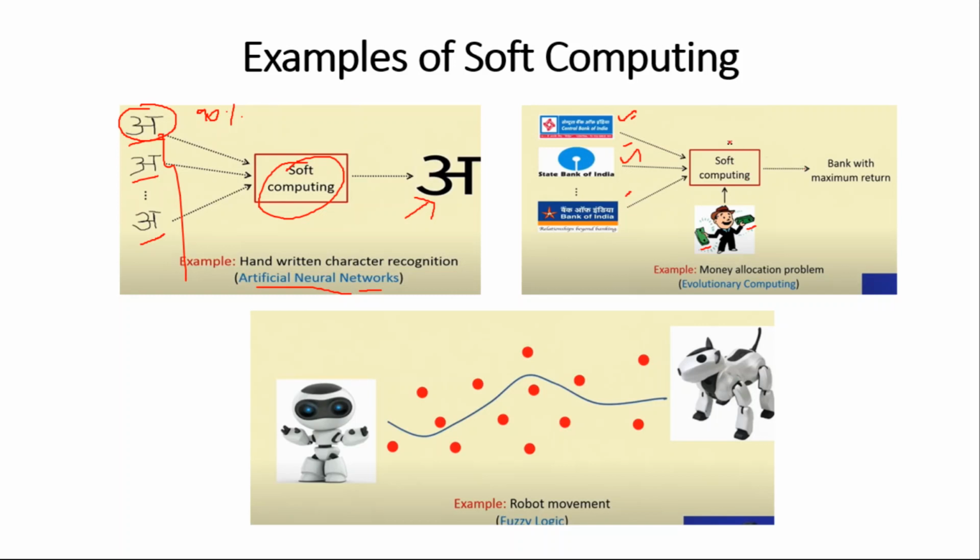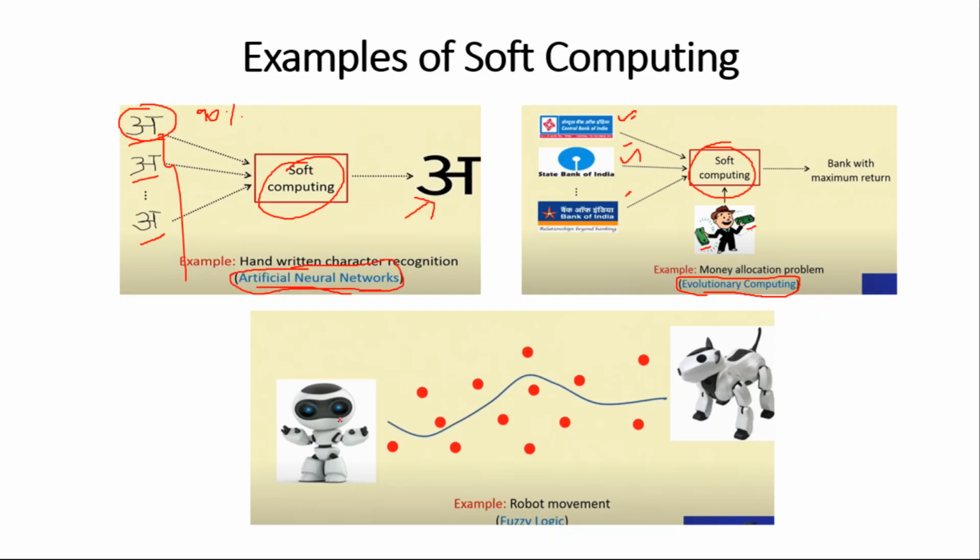Now you need to write a program to find that. You cannot do this with hard computing. You have to go for soft computing. This type of problem can be solved using a technique called evolutionary computing. Whereas for solving the earlier type of problem, we use ANN, artificial neural networks.